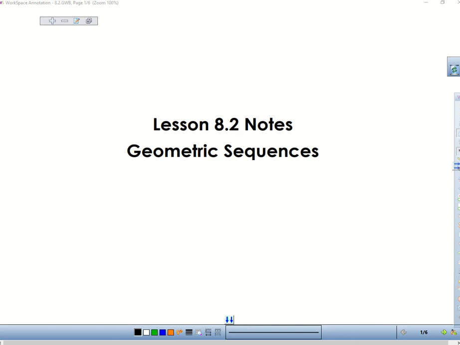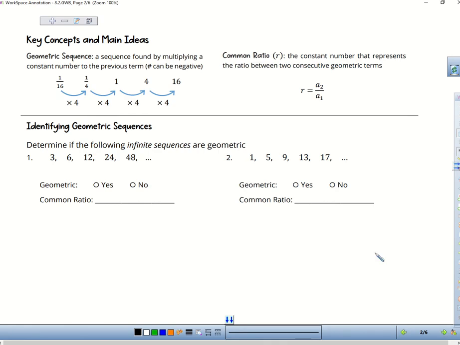Alright, so today's lesson is going to be 8.2, which is going to be on geometric sequences. A geometric sequence is a sequence found by multiplying a constant number to the previous term, and that number can be negative. When that number is negative, it's going to alternate between negative and positive terms in the sequence. So how do you find what we call the common ratio? That's the term that would be repetitively multiplied, kind of like the common difference in arithmetic. You would basically take the second term and divide it by the first term.